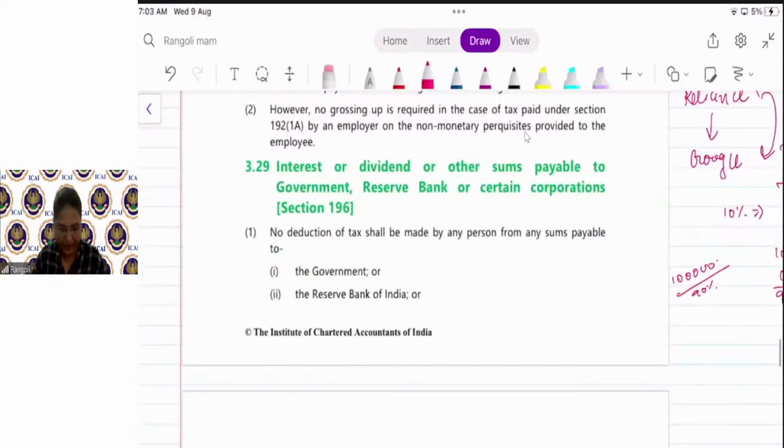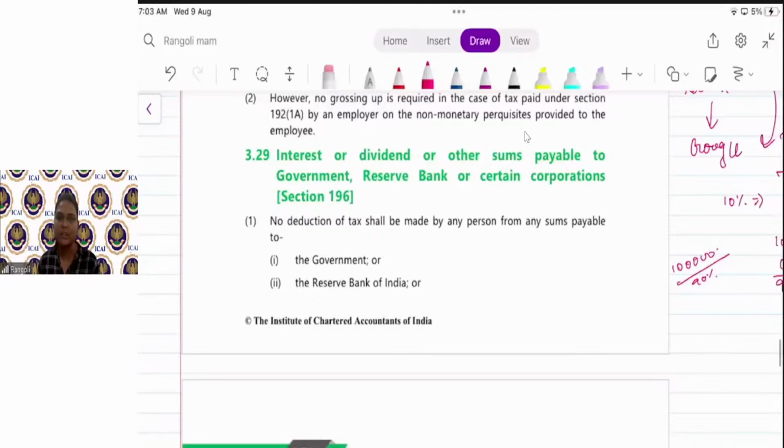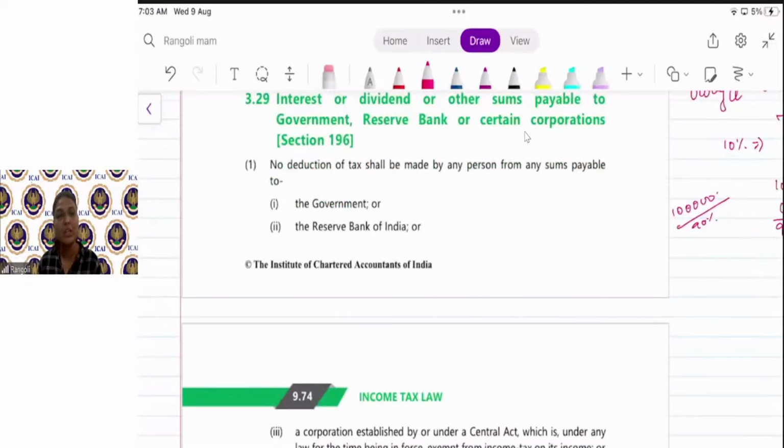Next is interest or dividend or other sum payable to government, Reserve Bank or certain corporations. So if you are making payment to government, Reserve Bank of India and certain corporations notified by the government, then in that case, TDS is not required to be deducted. Say for example, if you are paying dividend to the government, then TDS is not required to be deducted under section 194. Say for example, you are paying interest on deposit to the government, then TDS under section 194A is not required to be deducted.